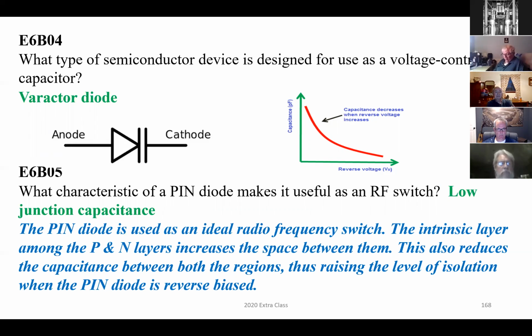Okay, number 4, what type of semiconductor device is designed to use a voltage controlled capacitor? It would be A, varactor diode. 5, what characteristic of a PIN diode makes it useful as an RF switch? D, low junction capacitance.